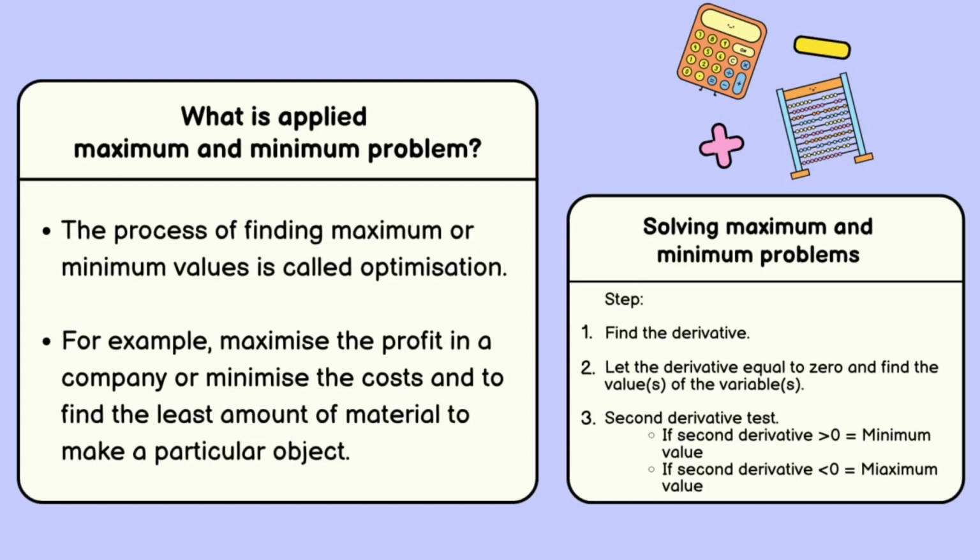There are 3 steps in solving maximum and minimum problems. Firstly, find the derivative. Secondly, let the derivative equal 0 and find the values of the variables. Thirdly, do the second derivative test. If the second derivative is bigger than 0, you have found the minimum value. Otherwise, if the second derivative is less than 0, you have found the maximum value.